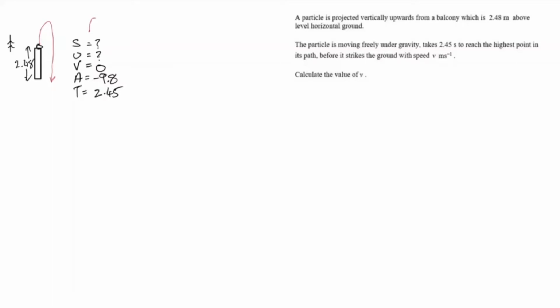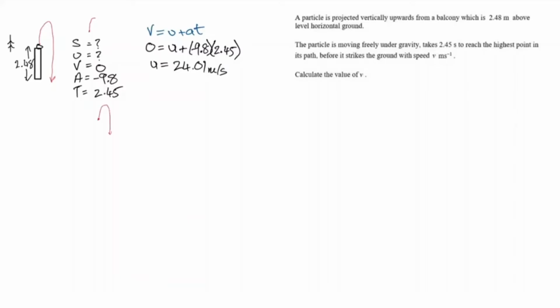So into a SUVAT formula, we need one that uses v, a, and t, and I'm actually just trying to find the initial velocity. So v, u, a, and t go into this formula. Substitute, rearrange, and solve for u. And we get 24.0 meters per second.